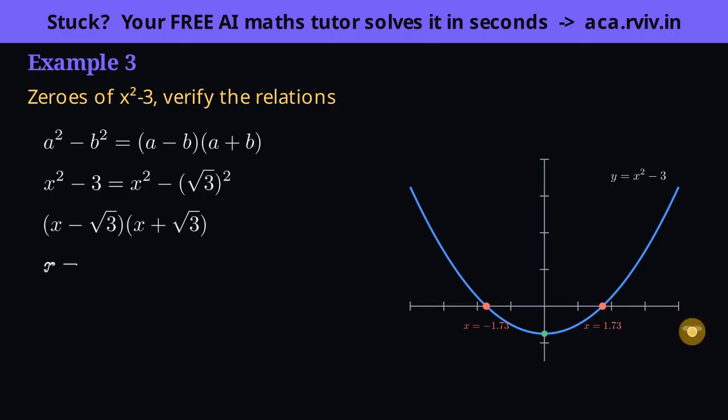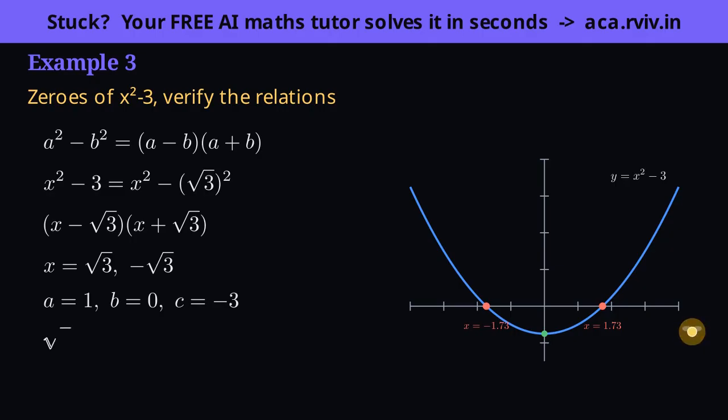Set each factor to 0, and the zeros are root 3 and minus root 3, a pair that's equal in size but opposite in sign. Hold that thought. Let's verify with the relations. Read the coefficients. A is 1, C is -3, and B is 0. Because there's no x term, the middle coefficient really is 0 here.